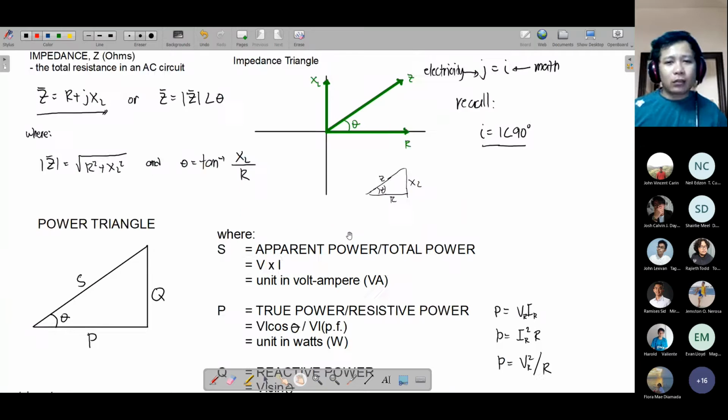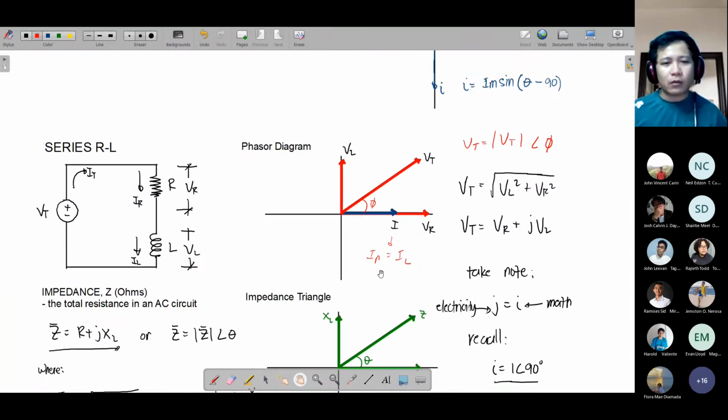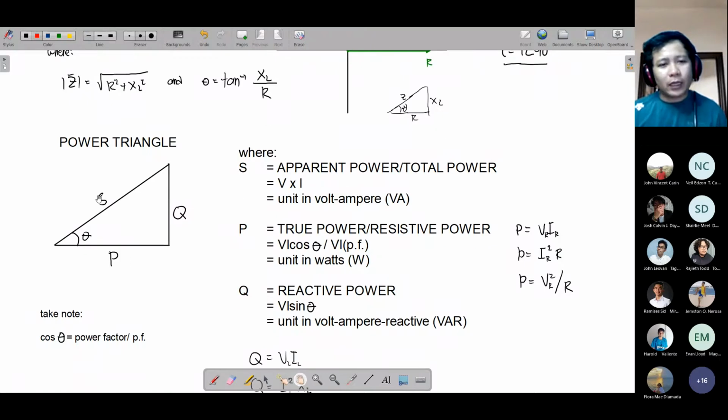Okay? Take note that we have changes when it comes to the resistances, changes when it comes to voltage, and of course changes when it comes to power. Now, what are the changes in power? There are 3 kinds of power that can form a power triangle. Now, these 3 kinds of power, first is S, or the apparent power or the total power.